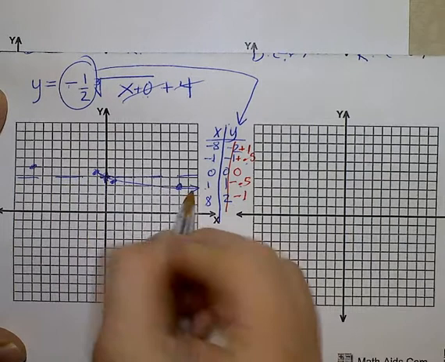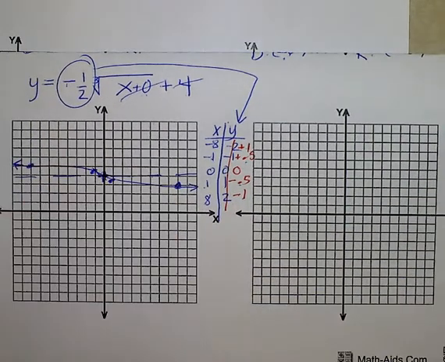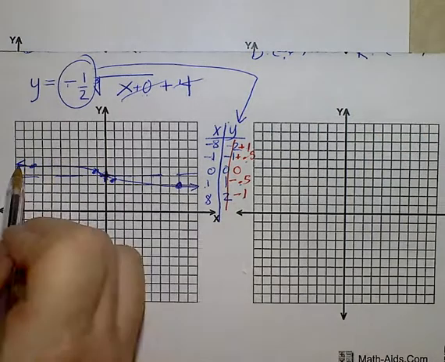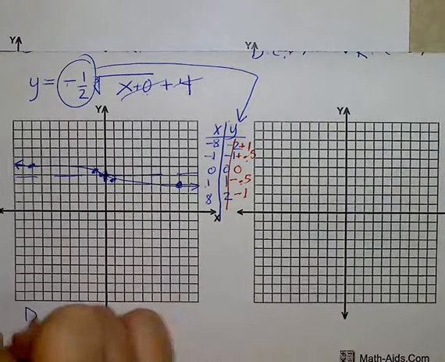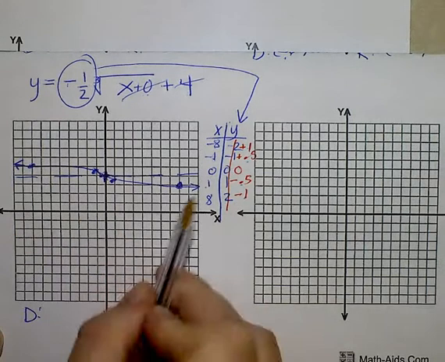Always include arrows on both ends, insinuating that it will continue to go up and to the left, and in this case, down and to the right. Domain and range. There's no limit how far it goes to the left or to the right.